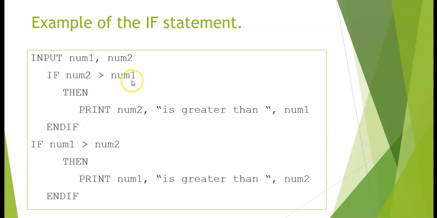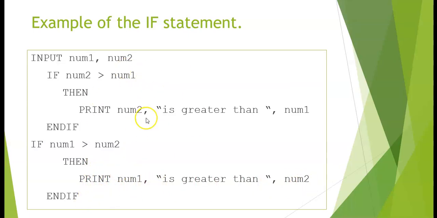And then if num2 is not greater than num1, the program is just going to ignore this then part. Once it jumps down to after end if, it's then going to have a look at another if function. So if num1 is greater than num2, then it's going to print out that num1 is greater than num2.